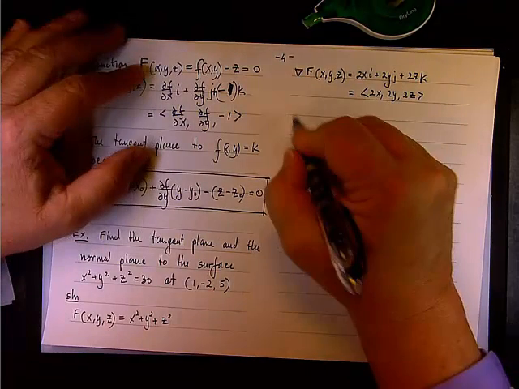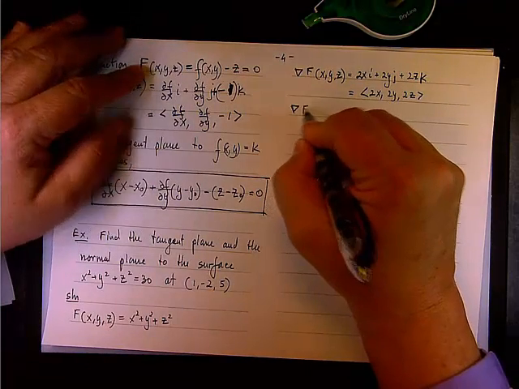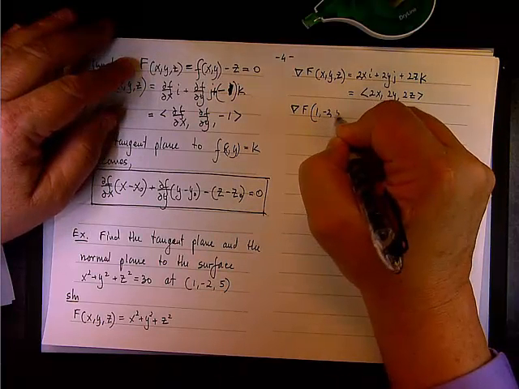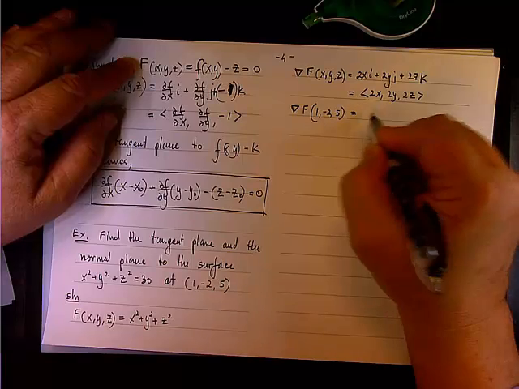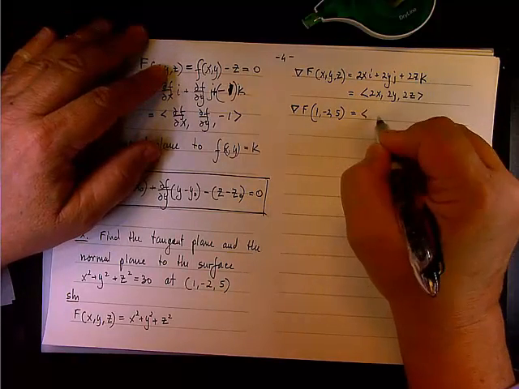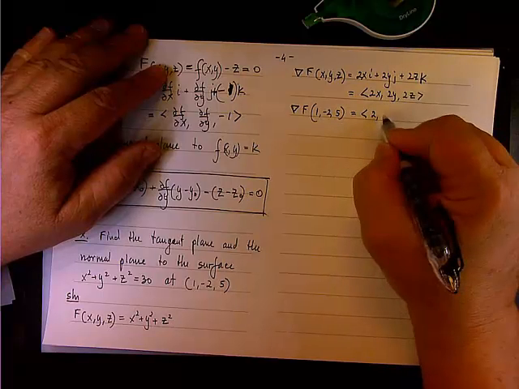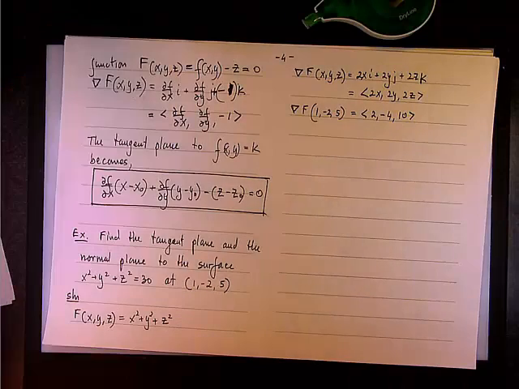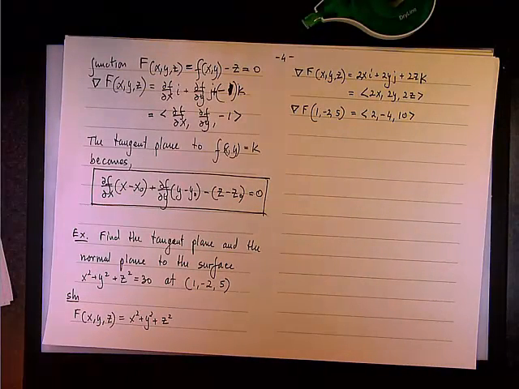So what happens at the particular point (1, -2, 5)? The gradient becomes 2 times 1 is 2, 2 times -2 is -4, and 2 times 5 is 10. So this is the gradient vector, (2, -4, 10).